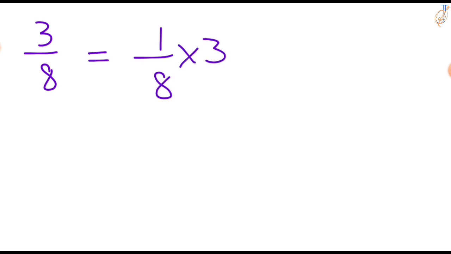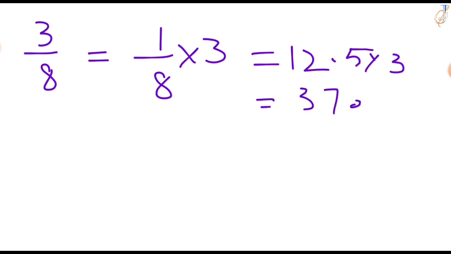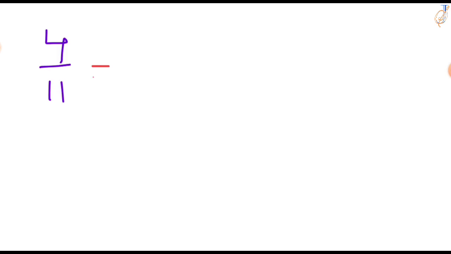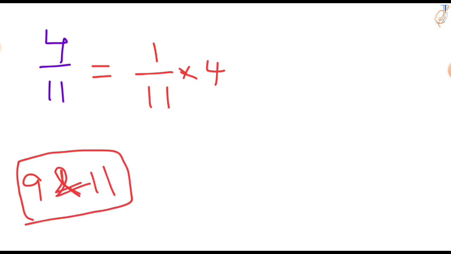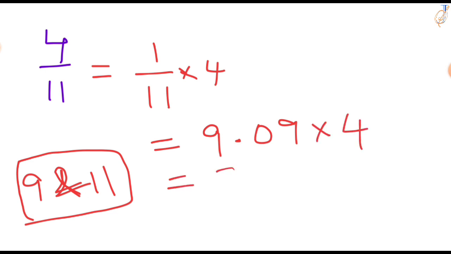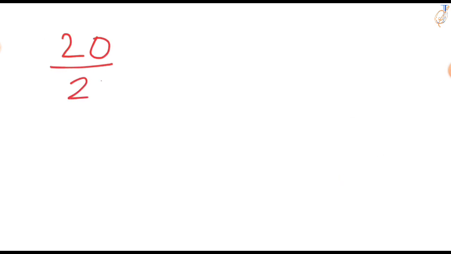Then 3 by 8. You can write it as 1 by 8 times 3. 1 by 8, the value is 12.5. 12.5 times 3, then you will get 37.5 percentage. This 4 by 11, we can write it as 1 by 11 times 4. Whenever you see 9 and 11, these two fractions go in pairs. So if you see 1 by 11, you write in terms of 9. So the 1 by 11, the value is 9.09 percentage. After multiplying by 4, we will get 36.36 percentage.